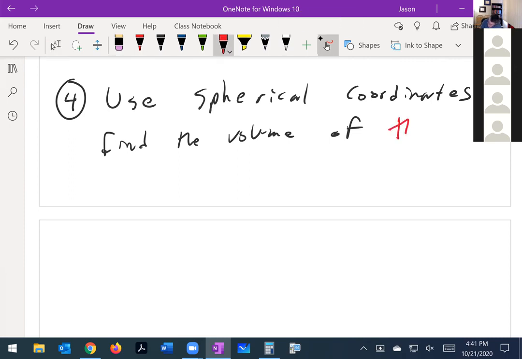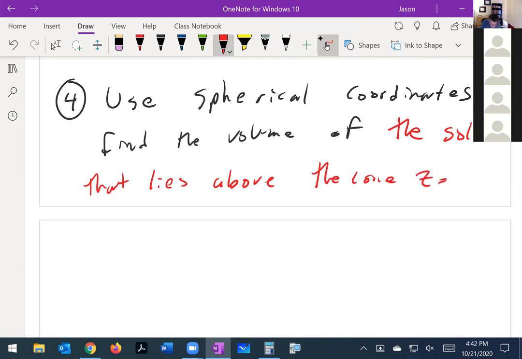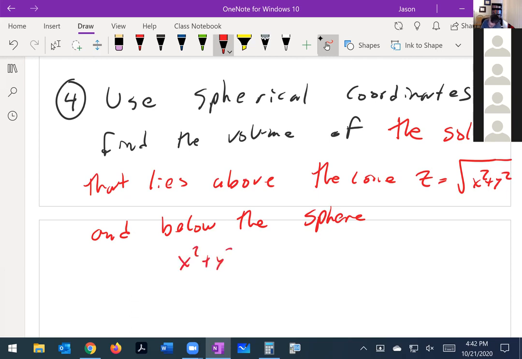Okay, use spherical to find the volume of the solid that lies above the cone z equals the square root of x squared plus y squared, and below the sphere x squared plus y squared plus z squared equals z.